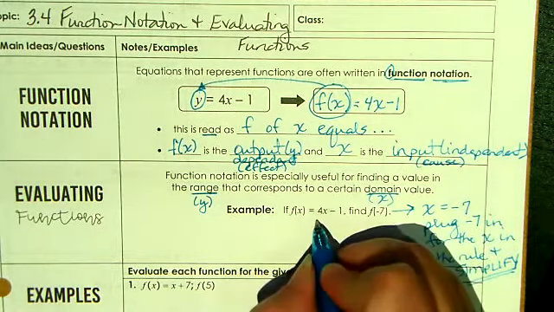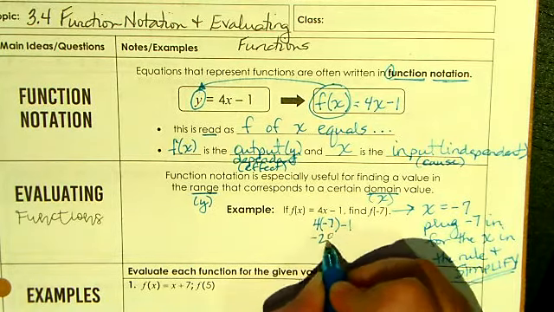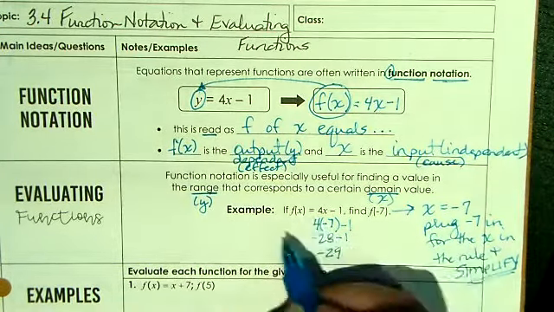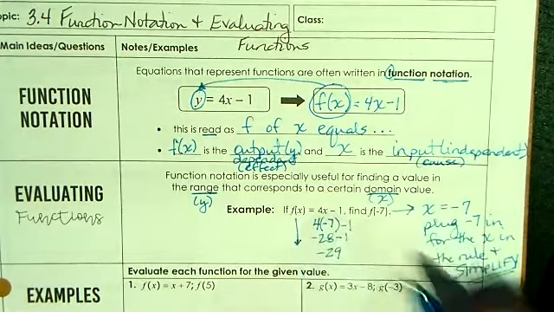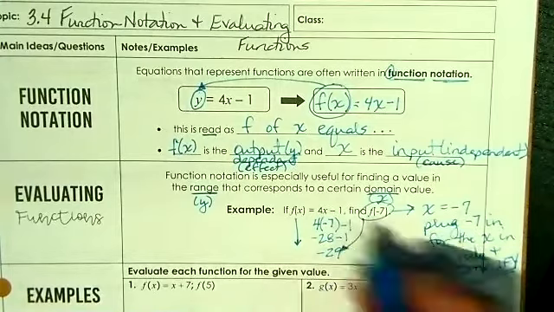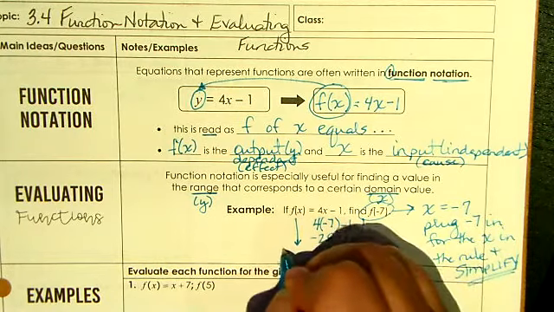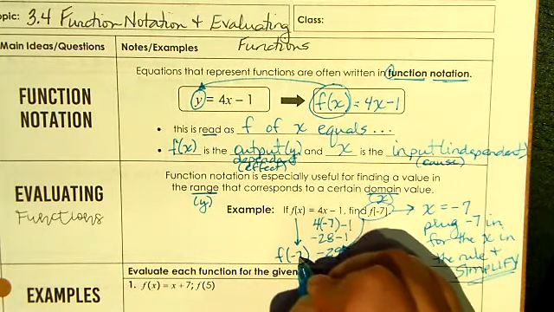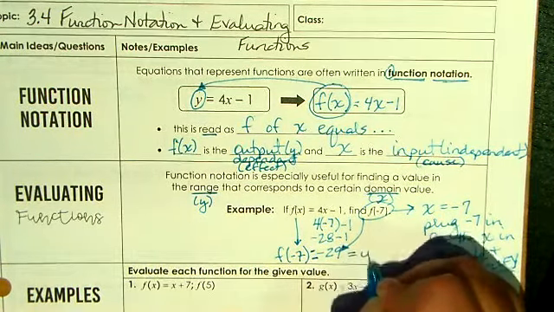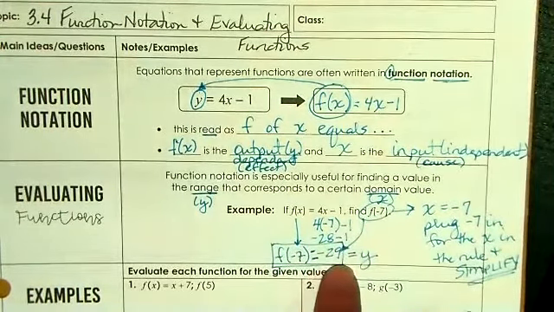So I now have 4 times negative 7 minus 1, which gives me negative 28 minus 1, which gives me negative 29. Notice I did not write anything in this spot. I'm going to come down here and write that this is what it equals. So when x is negative 7, I end up with f of negative 7 is equal to negative 29, which means negative 29 is my y value. This is the answer that I write: f of negative 7 equals negative 29.